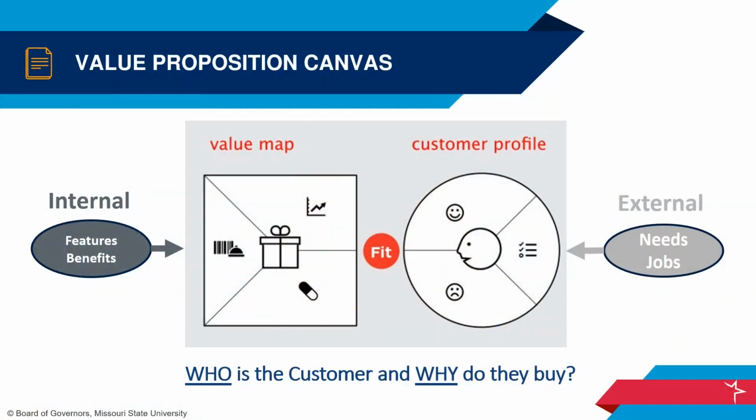Let's take a few minutes to go over customer segments and how to identify value propositions for each. The entire approach to this canvas is summed up by the question at the bottom: who is the customer and why do they buy? The customer profile portion of the right side of the canvas helps determine who the customer is and what they need and want. The left side of the canvas addresses the value proposition, what you promise the customer in terms of pain relief and gains.